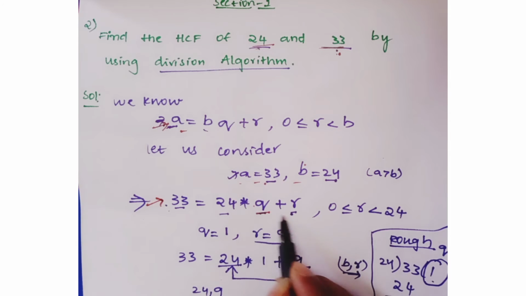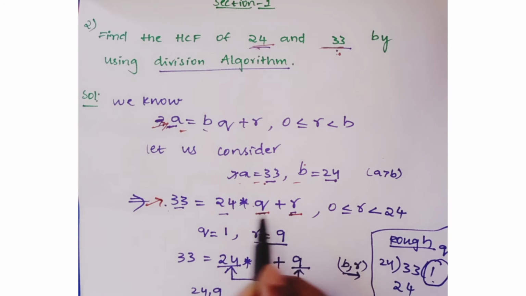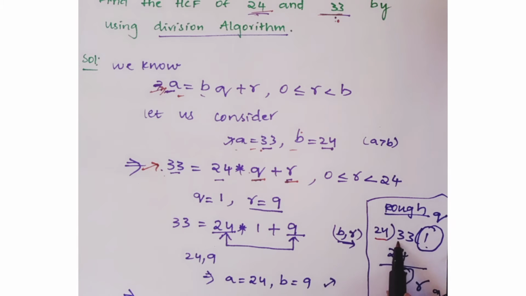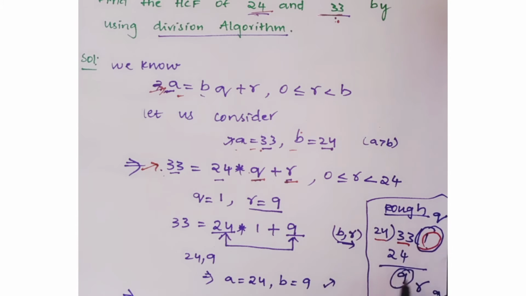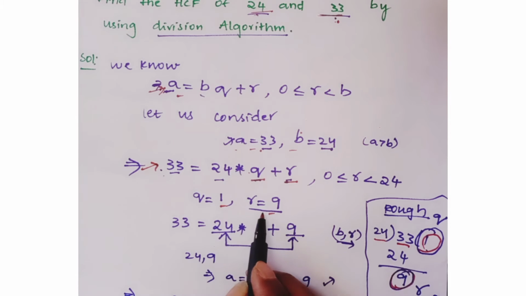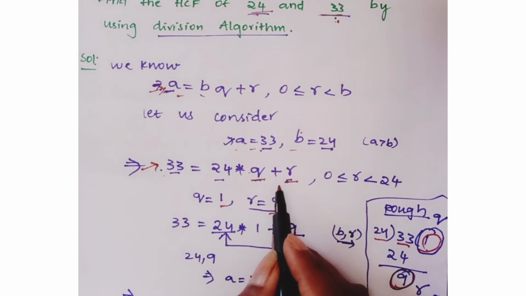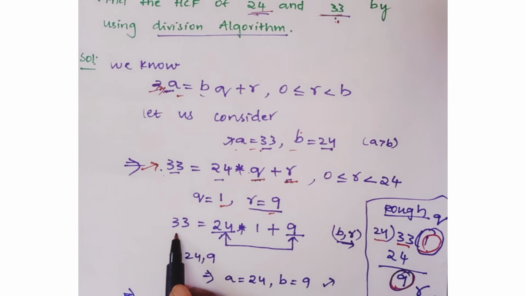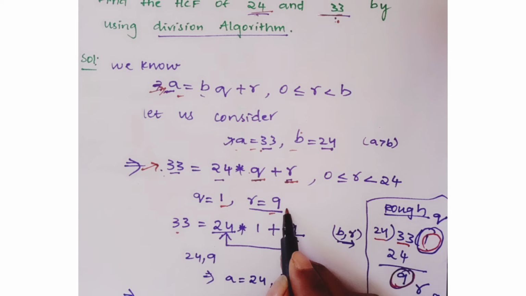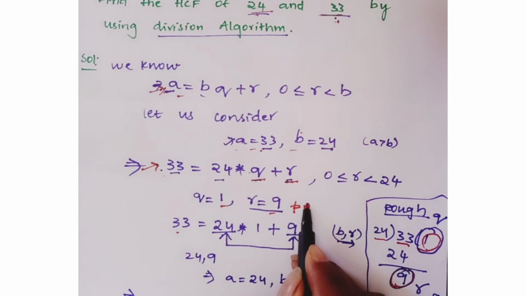Now to get the values of q and r, we don't know them, so we need to find them. To get the values of q and r, we need to divide 33 by 24. So in the rough work, when I divide 33 by 24, I get quotient 1 and remainder 9. R is 9 and q is 1. Same thing I replaced here. Now after getting q and r values, I need to replace them in the above equation. So 33 equal to 24 into 1 plus 9. After substituting, we need to check the value of r. Here the r value is 9, which is not equal to 0.